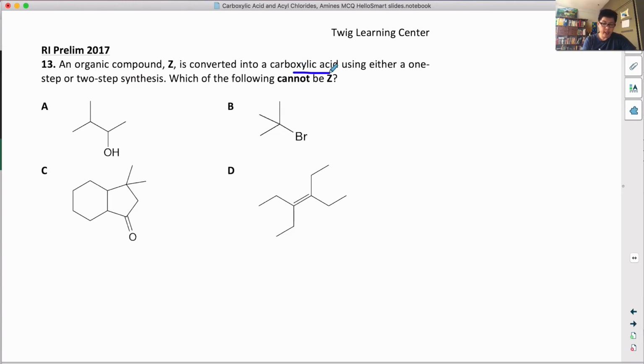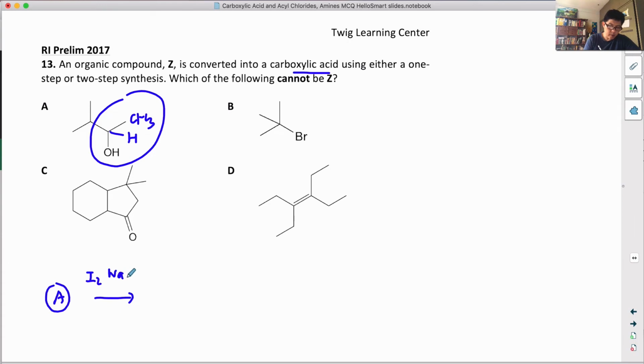Alright, for A, A is a bit tricky, but if you realize, there's an H over here. So this one can undergo the iodoform test. Maybe I'll just show you. If it undergoes iodine, aqueous sodium hydroxide, and warm, this is your product. This carbon will become C double bond O, O minus.